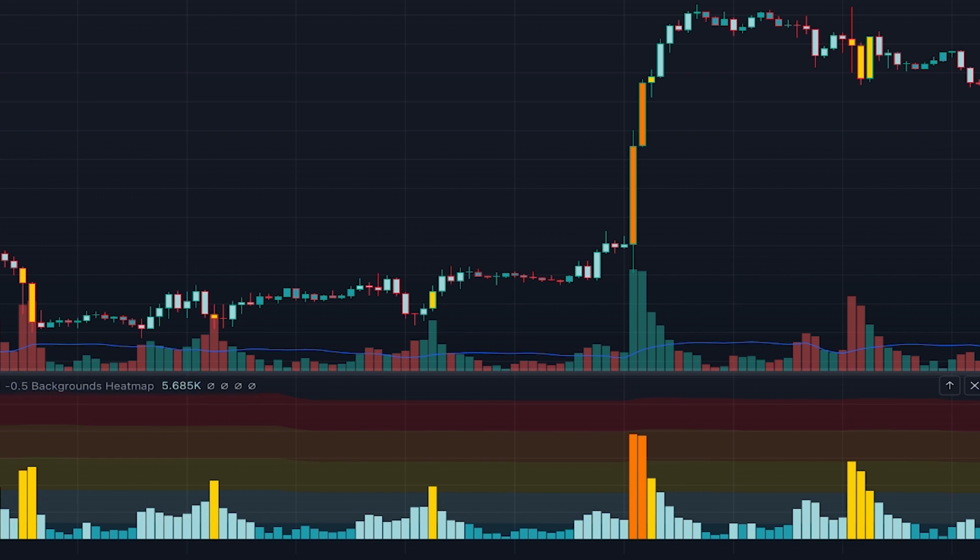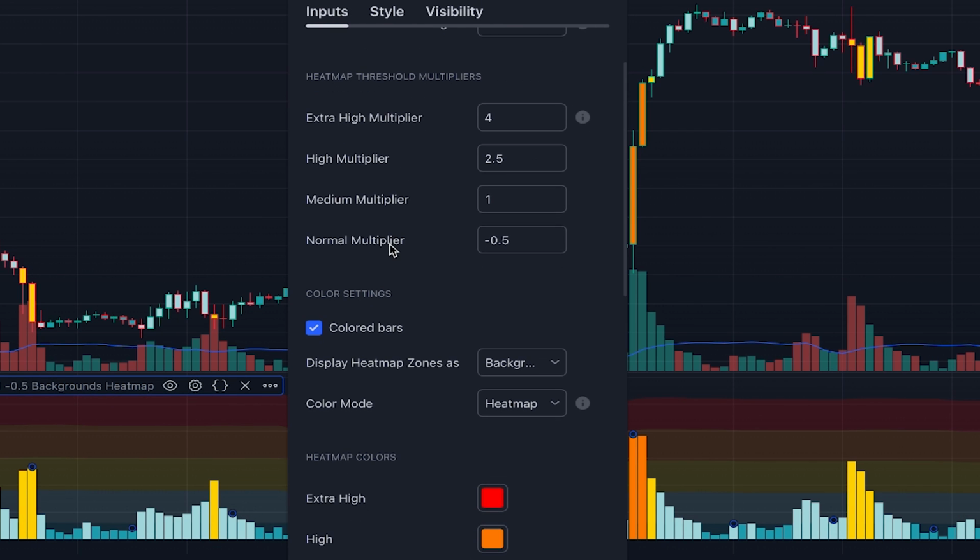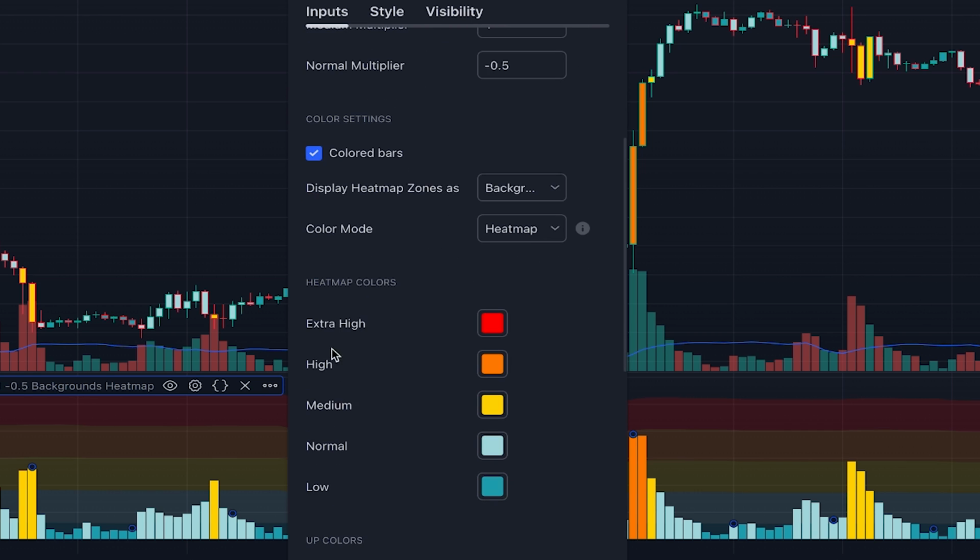Here in the settings of the indicator, in the inputs tab, you can see that we have the threshold multipliers for the standard deviations, which are set at 4, 2.5, 1 and minus 0.5. For example, when the volume is at least 4 standard deviations above the average, it's considered extra high, and for each of these thresholds we have a color. For extra high red, for high orange, for medium yellow, for normal light blue, and for low dark blue.